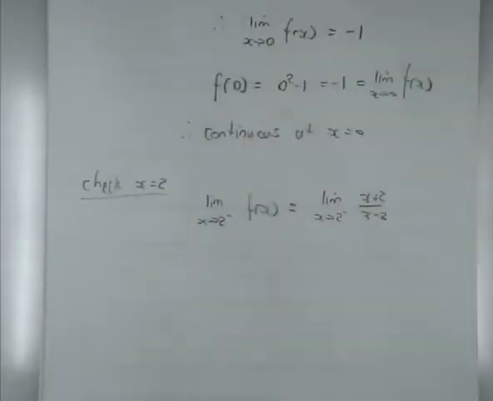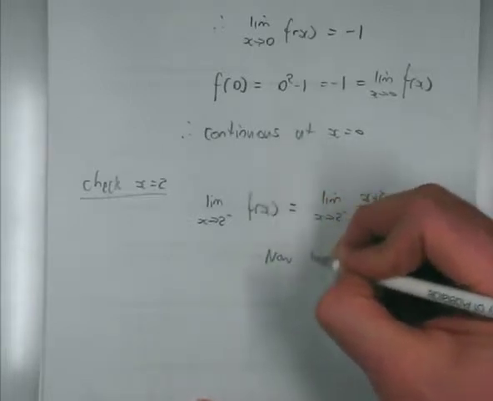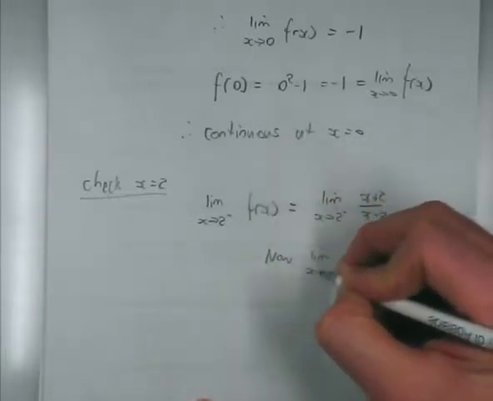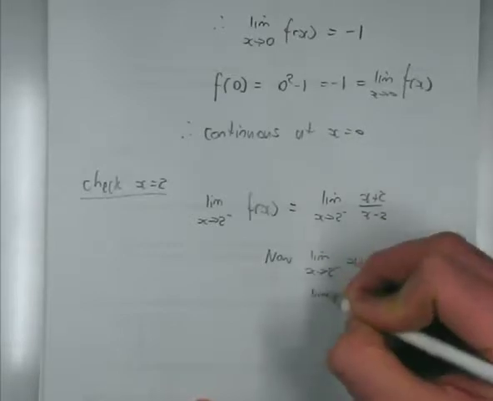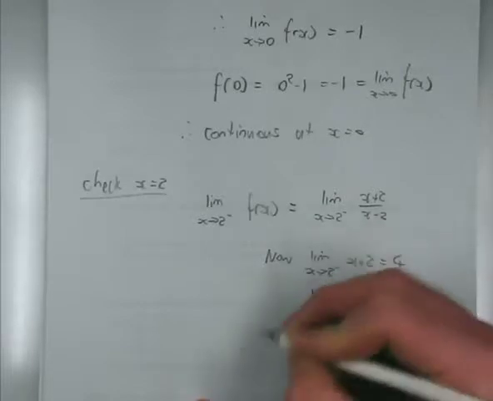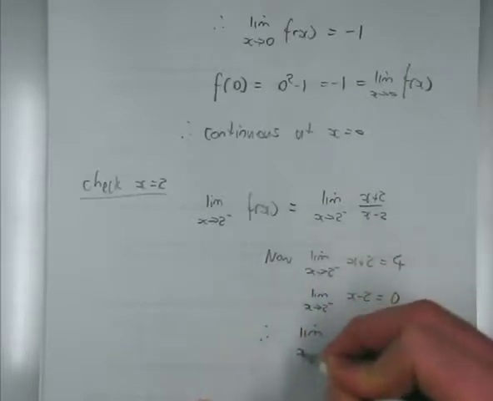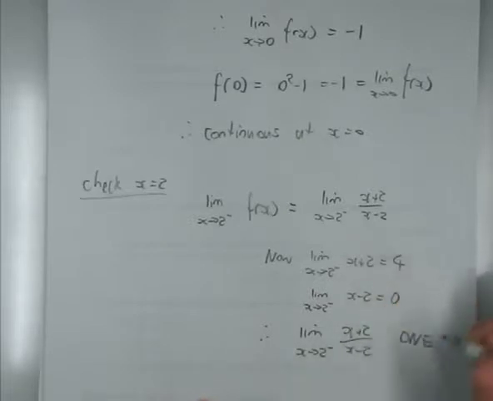So if you want to do the formal working, normally at this stage you just say DNE, but if you want to do the formal working you actually have to do this. You would have to say, now the limit as x goes to 2 from below of x plus 2 equals 4, and the limit as x goes to 2 from below of x minus 2 is 0, so therefore the limit as x goes to 2 from below of x plus 2 over x minus 2 does not exist.